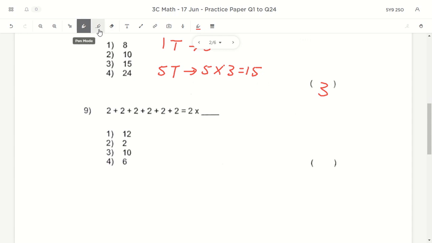You realize there's 1, 2, 3, 4, 5, 6. 6 groups of 2.